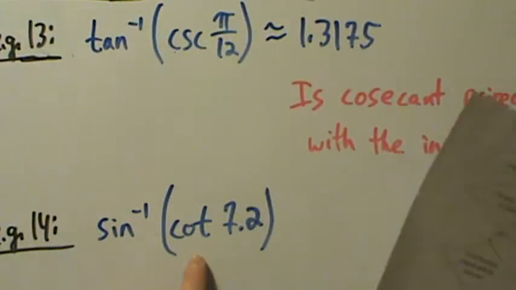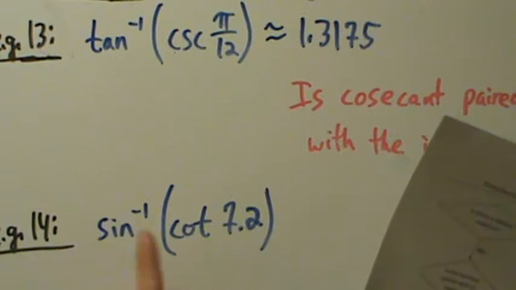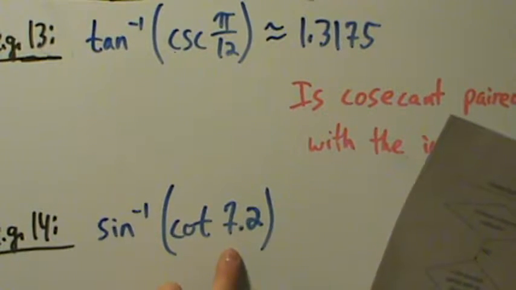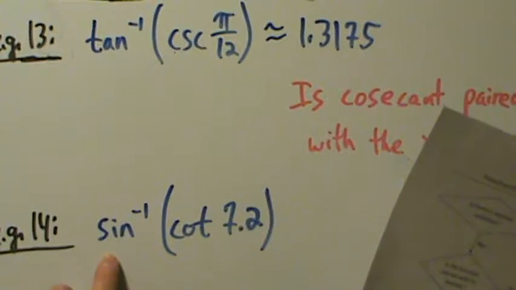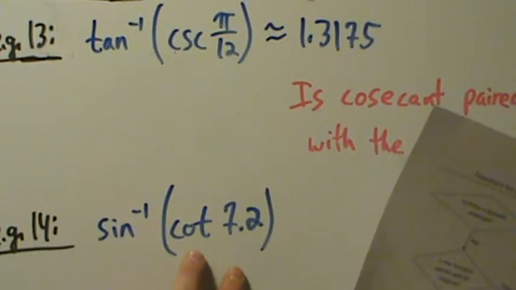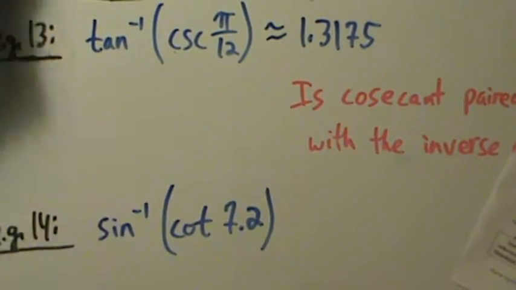Well, let's see. Cotangent of 7.2, is that okay? Yeah, we can take the cotangent of 7.2. That's not a domain violation. That's totally fine. How about the inverse sine of cotangent of 7.2? We're not really sure about that, so we're going to have to go back to the calculator and double check.